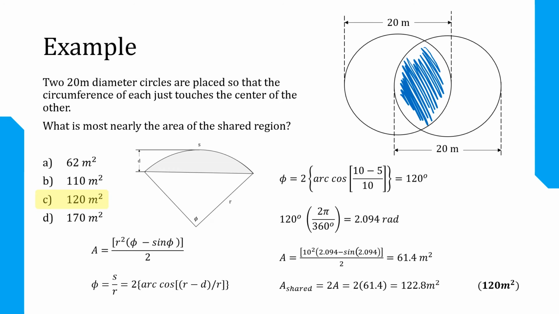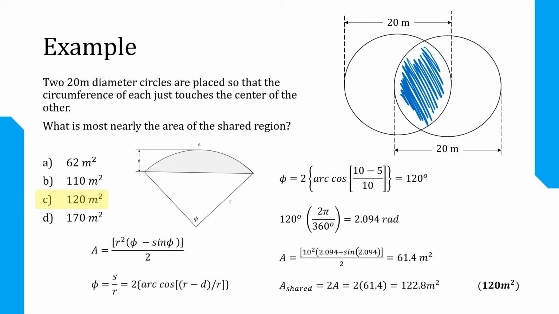So let's get into an example problem. Two 20-meter diameter circles are placed so that the circumference of each just touches the center of the other. What is most nearly the area of the shaded region? So we're going to be using the circular segment equations to determine the shaded area. The top right schematic represents what we are given in the problem statement.